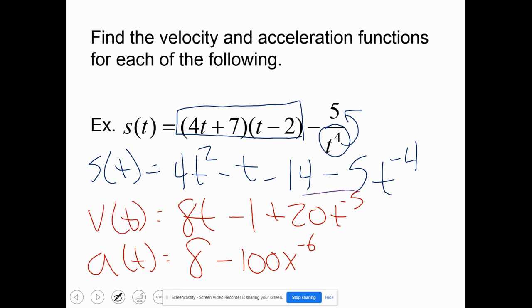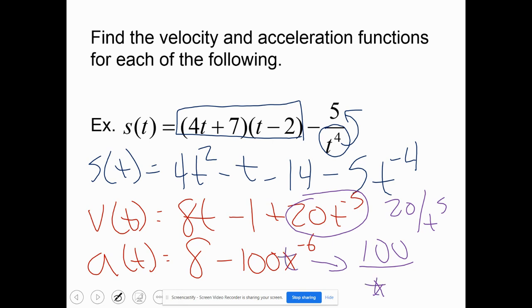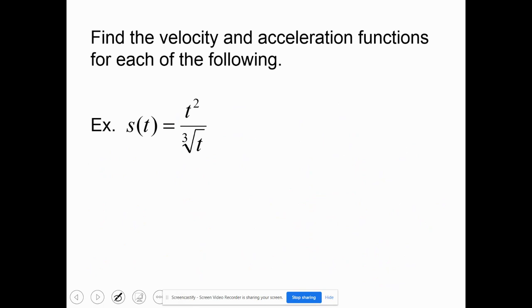And with the velocity, this last term you would want to rewrite as 20 over t to the 5th. I was just running out of room. And in the acceleration, you'd want this to be 100 over, why am I putting an x there? t to the 6th. Right, so get rid of those negative exponents. We're just combining skills, things that we've talked about in the last couple of weeks, and now adding in a second derivative and third derivative, but giving this a meaning. Position, velocity, acceleration.